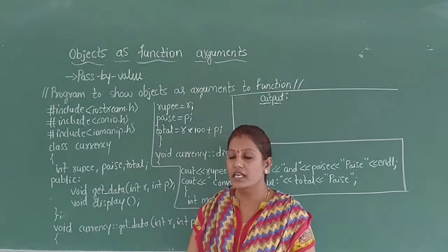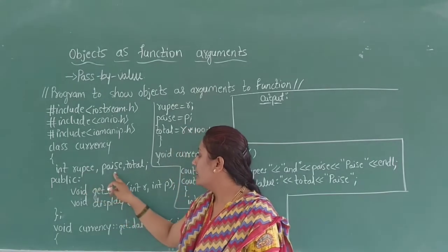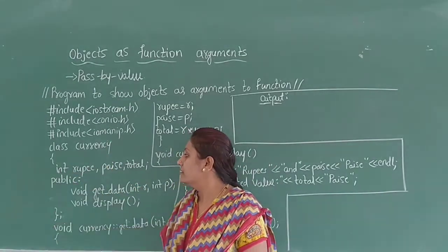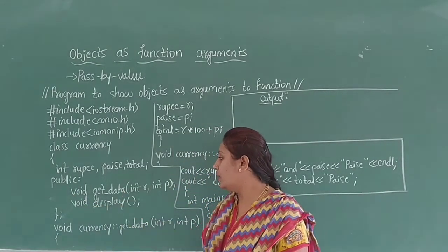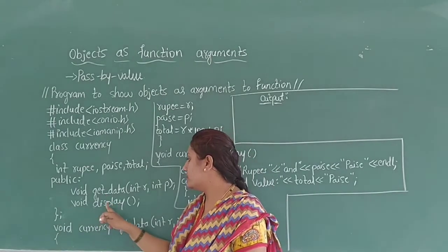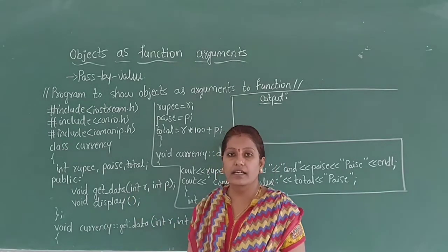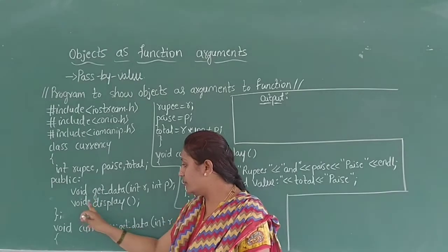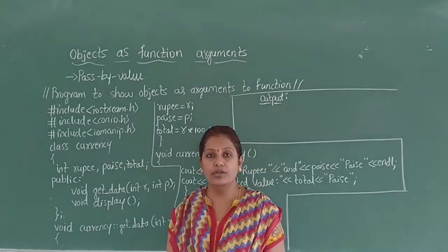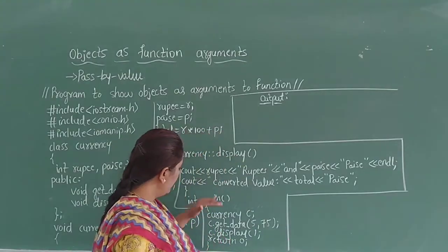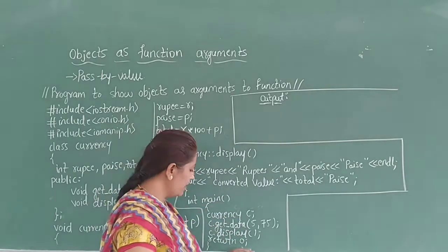The currency class is created, and here the private data members are rupee, paise, and total with integer data type. In the public section, we declare two member functions, getdata and display. The getdata function has two arguments r and p declared with data type integer. These two member functions are defined outside the class using the scope resolution operator. And in the main function, using an object, the two member functions are called.